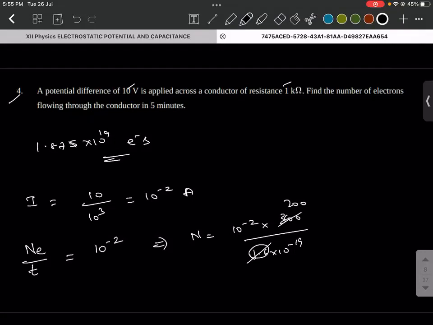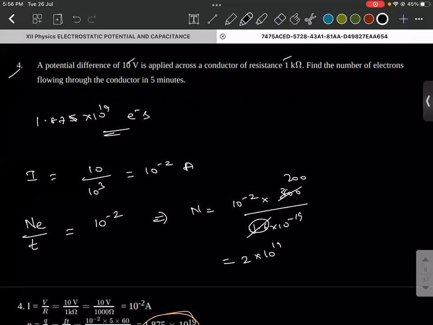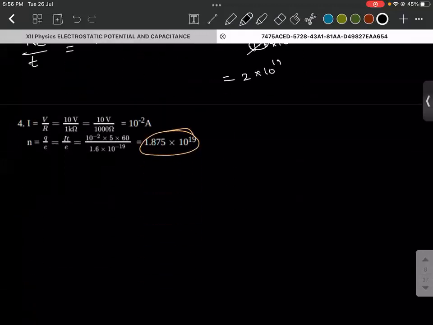Correct? So how much are you getting? I hope this is clear. Approximately, this is not the exact answer. So what you guys told is right. 1.875 will be the exact answer.